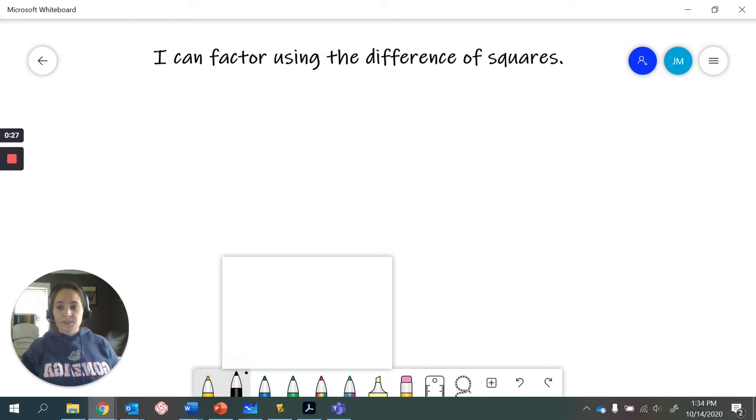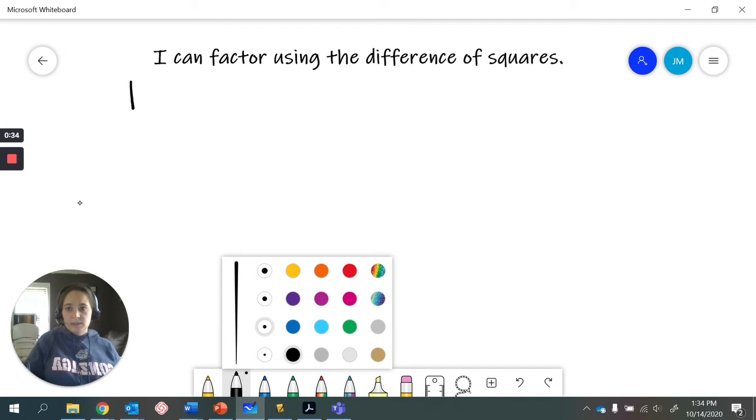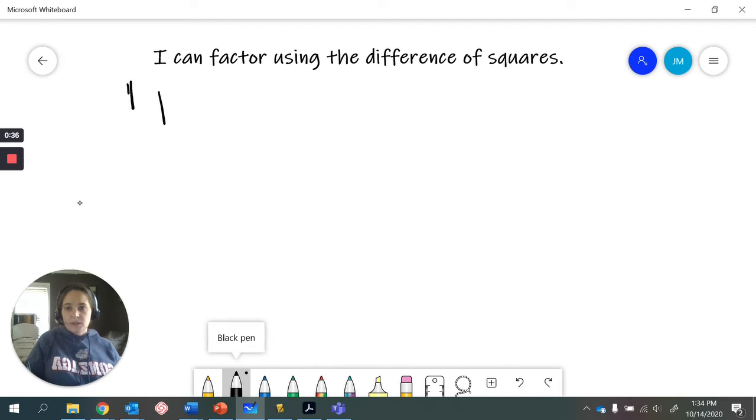1 is a perfect square because 1 times 1 is 1. 4 is a perfect square because 2 times 2 is 4. 9 is a perfect square, 3 times 3. 16, 4 times 4. 25, 5 times 5.